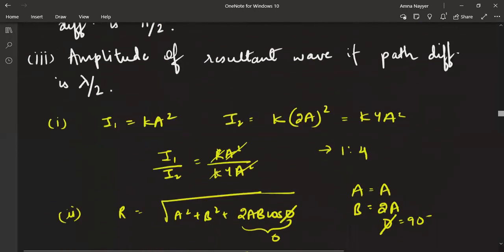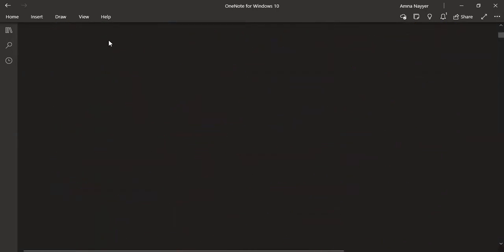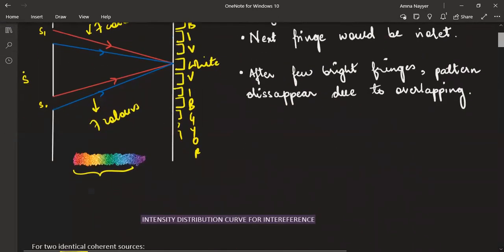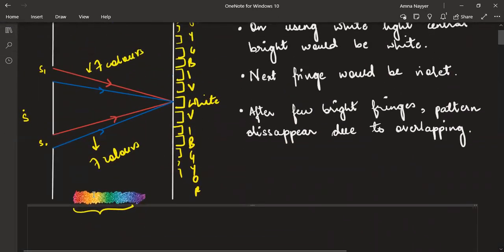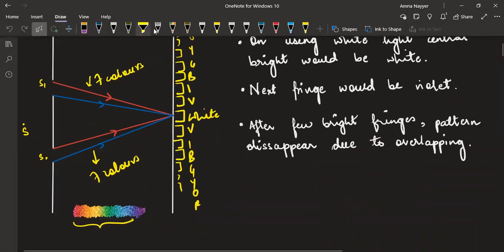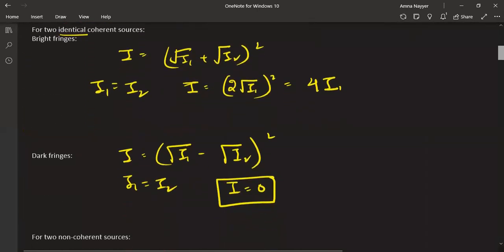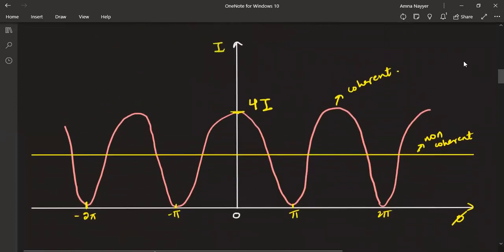Then we have destructive and constructive interference. Then you have interference with white light. In interference with white light, you get a perfect combination of the Vibgyor colors. You have all the Vibgyor colors lined totally. Then intensity distribution curve. Yes, this is important because you can get a comparison of the intensity distribution curve of interference with that of diffraction. So this becomes important in that case.